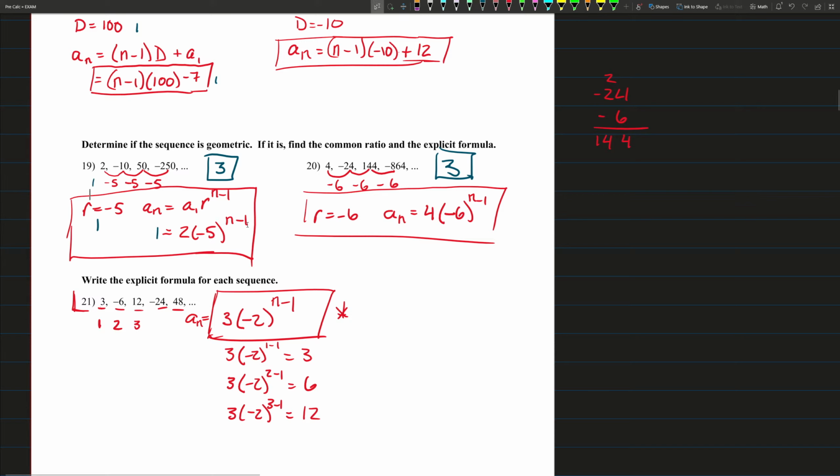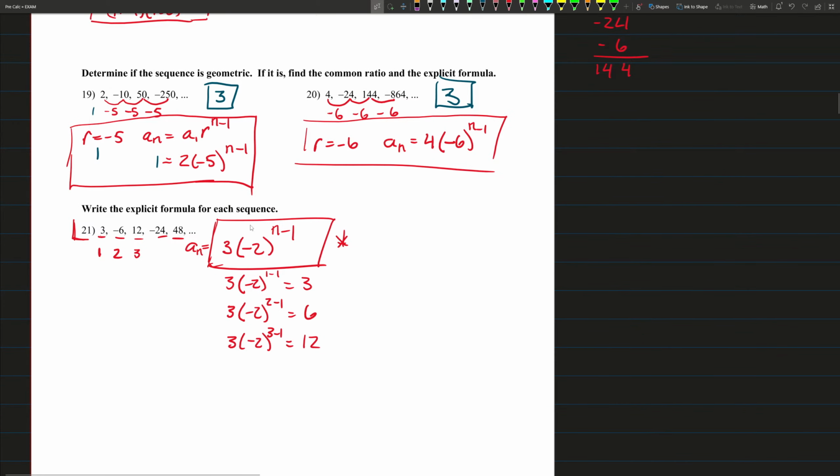Number 21 is going to be worth 4 points. And that's really for just, it depends on where you're at in your work, but it's being able to get from the first 1 to the first term, 2 to the second term, 3 to the third term, right? So depending on how close you are, you're going to get different amounts of points.